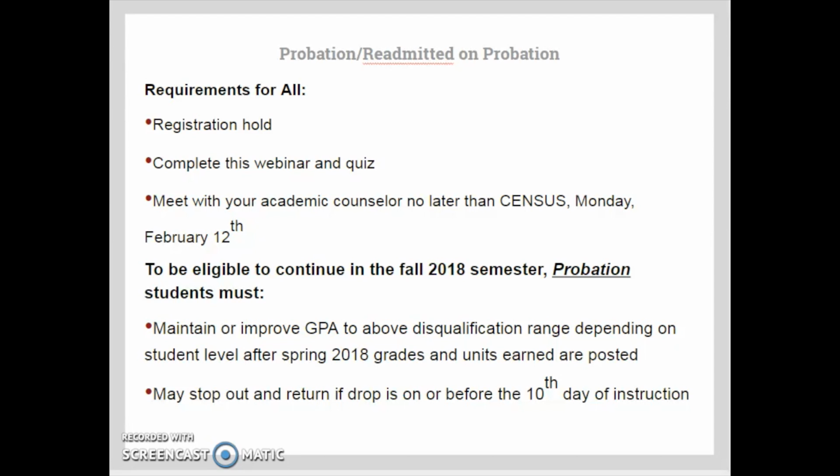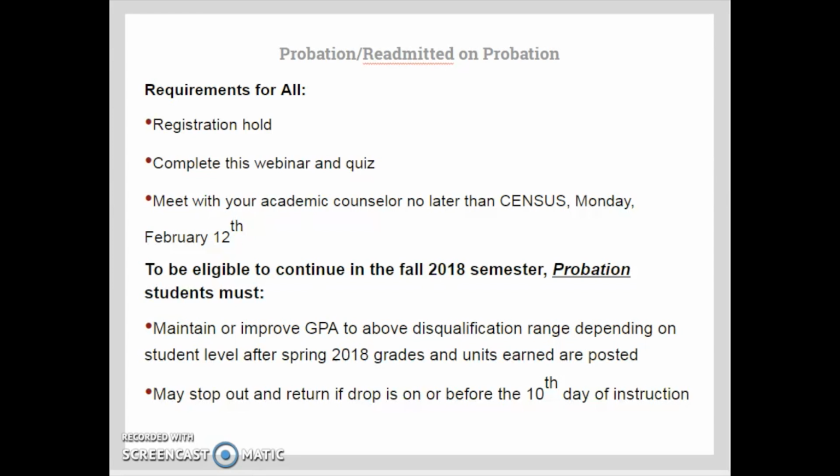So here are the requirements for probation and readmitted on probation students. You'll have a registration hold on your account. You must complete this webinar and quiz and meet with your academic counselor no later than Monday, February 12th.